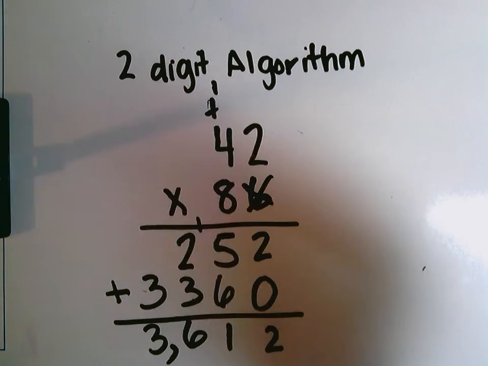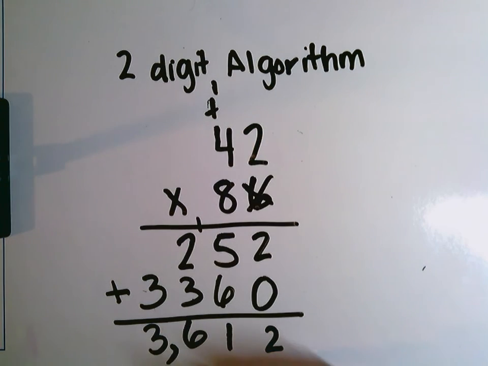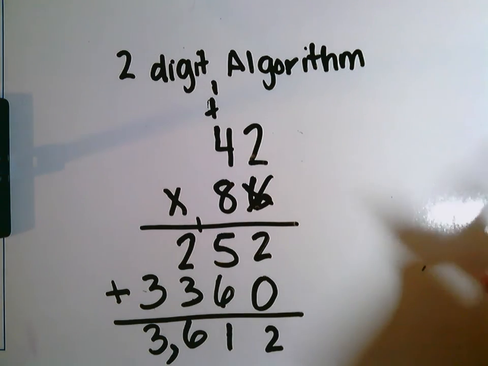So 42 times 86 is 3,612. We're going to do quite a few practice problems with this because there's a lot of steps to it. We're going to make sure we practice a lot for today and tomorrow.